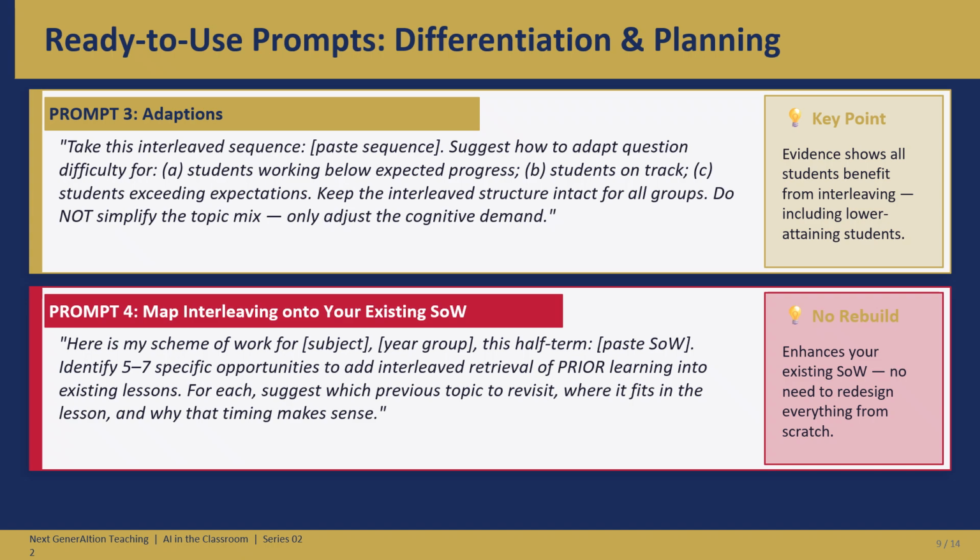And prompt 4 is the one I would encourage you to try first because it requires the least additional work. So prompt 4 is map interleaving onto your existing scheme of work. So here's my scheme of work for the subjects and the year group this half term, and that's where you paste your scheme of work. Identify 5 to 7 specific opportunities to add interleaved retrieval of prior learning into existing learning. For each, suggest which previous topic to revisit, where it fits in the lesson, and why that timing makes sense.